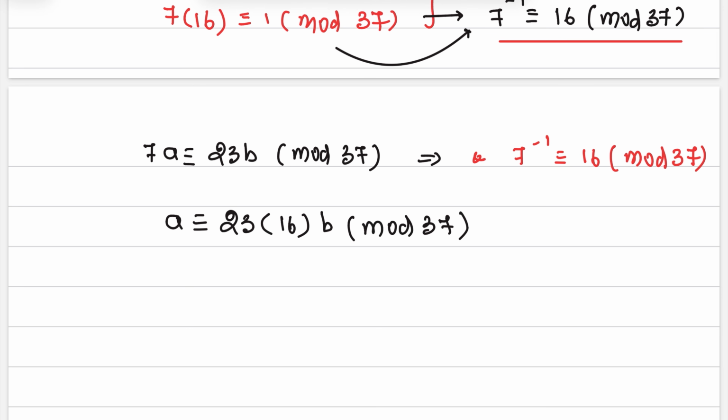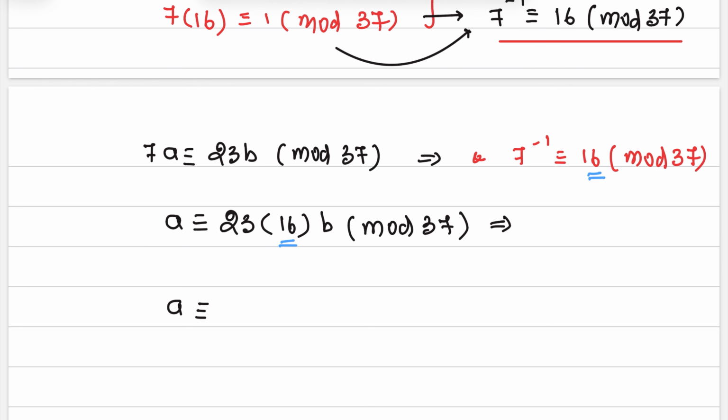When 7 goes to the right side, what happens? 7 inverse, and that 7 inverse is congruent to 16 mod 37. Mod 37, it will remain the same. I am telling it in normal language: that 16 will be multiplied here. Whatever 16 is here, that 16 is taken here. Understood? This is one equation for A.